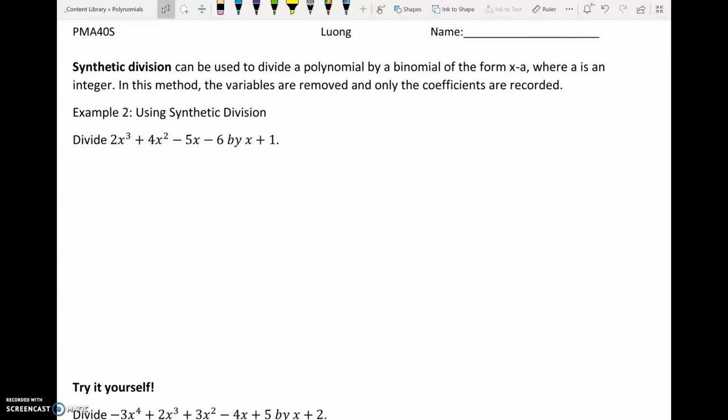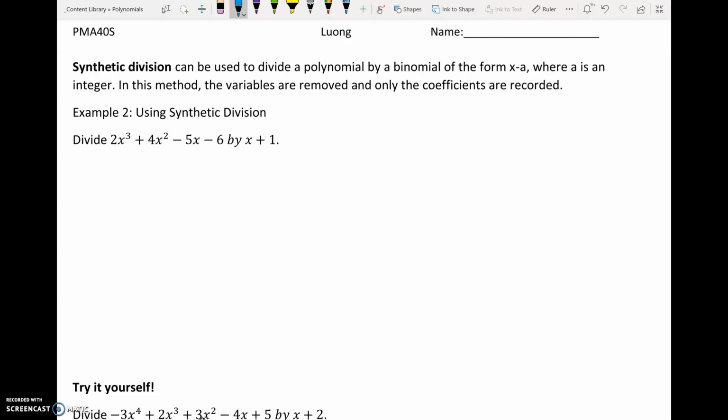Okay, so for synthetic division, you just need to watch what I do, because it is a specific method on how to do it. And we're basically simplifying everything. So we are not going to consider these x's anymore. We're just going to talk about the coefficients of each term in the polynomial. And then we're also going to take the number out of x plus 1.